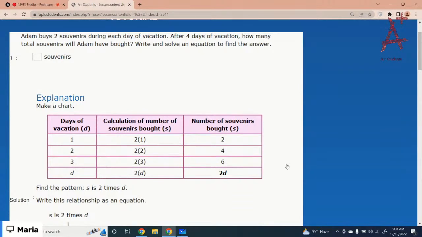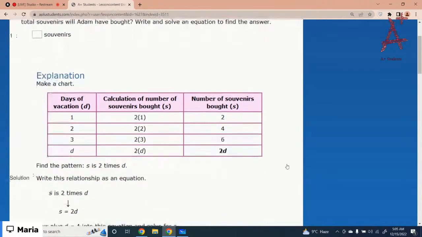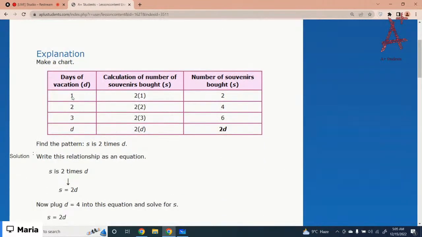Adam buys two souvenirs during each day of vacation. After 4 days of vacation, how many total souvenirs will Adam have bought? Write and solve an equation to form the answer. Got it? So basically, each day he buys two souvenirs. We have to calculate the souvenirs he has on the fourth day. So you have to form a table to get the equation like this. That means on day one, he had two souvenirs. So it is 2 times 1, 2.